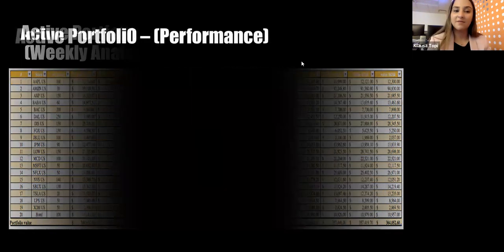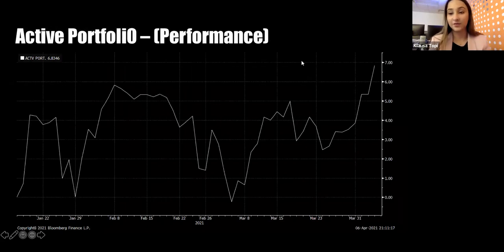And then here we have the performance of the active portfolio. We have a return of 6.8% from January 17th to April 4th. We can see that there are ups and downs, and we can see that around the end of March, we have an increased growth of the graph and the return.